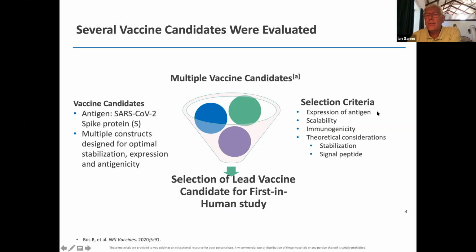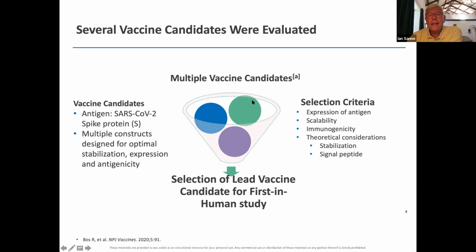The selection criteria of which vaccines would go forward included the ability of this vaccine construct to express the antigen, the scalability of production, and even though the platform's chosen, today we are very concerned about the scalability of vaccine to reach billions of doses. Then the early indications of immunogenicity, and I'll show you some of that data, and then theoretical considerations such as stabilization and signal peptides, et cetera, which are secondary considerations.